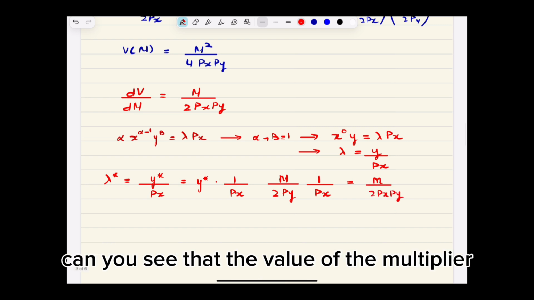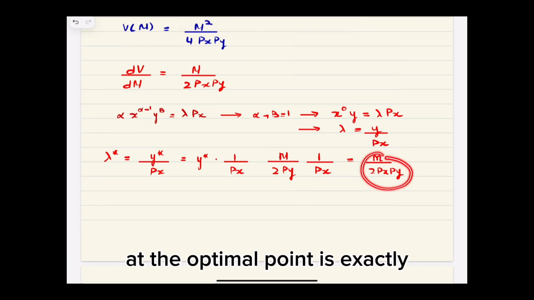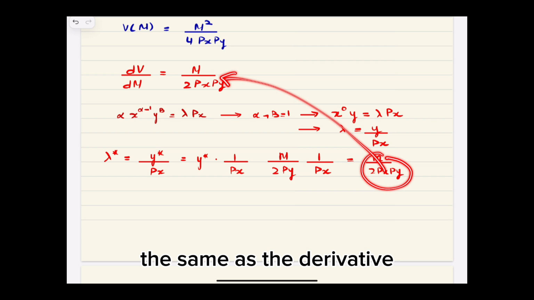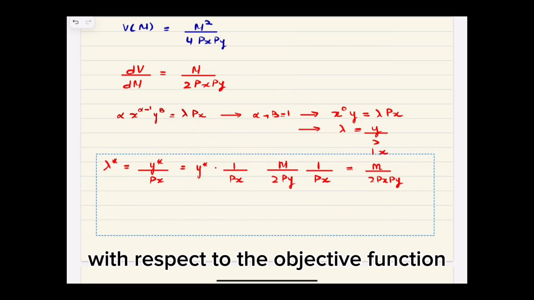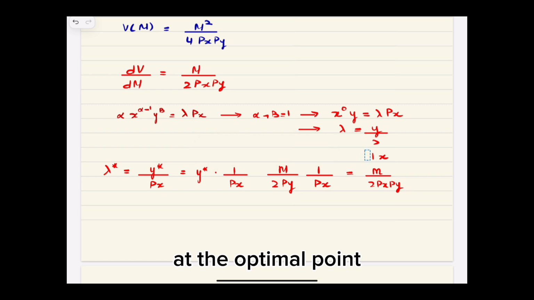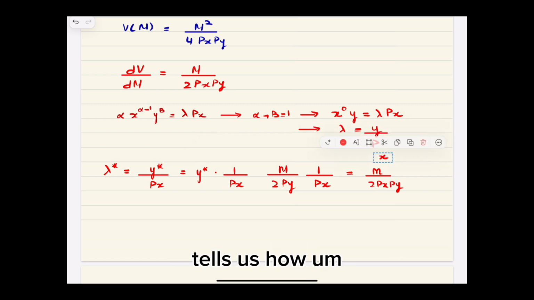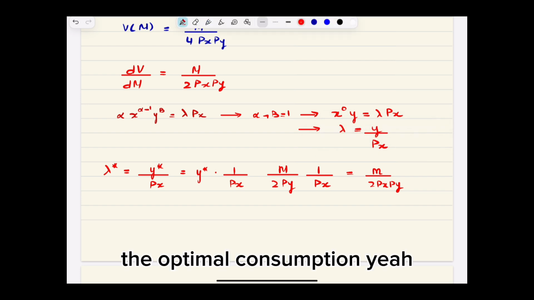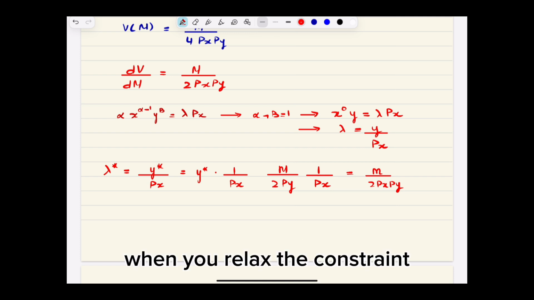Can you see that the value of the multiplier at the optimal point is exactly the same as the derivative with respect to the objective function at the optimal point? What this means is that the multiplier basically tells us how the optimal value of the objective function changes when you relax the constraint.